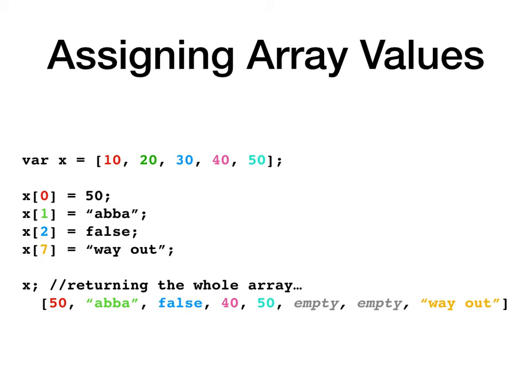What does that return? When I call X to see what's inside of it, it has 50, ABBA, false, 40, 50, 2 empties, which are an interesting little JavaScript thing that's basically like null. There's nothing assigned here. Don't tread here, right? And then at point 7, wait, 1, 2, 3, 4, 5, 6, 7, yes, way out, which is the final thing I assigned there at slot 7. It just automatically made the array bigger and threw the value right in there.